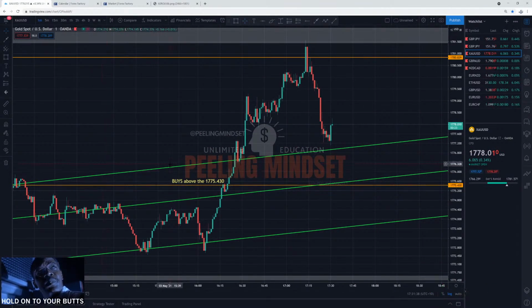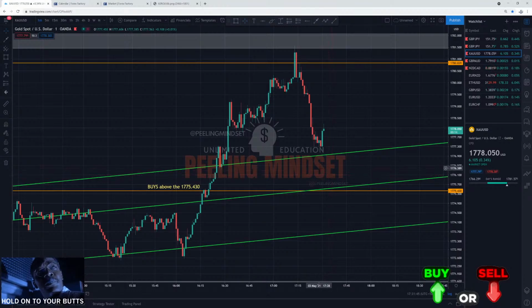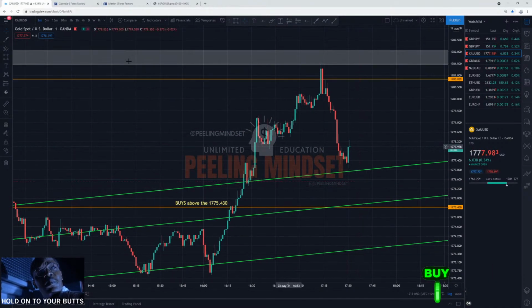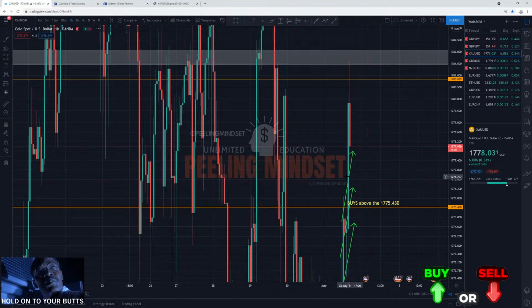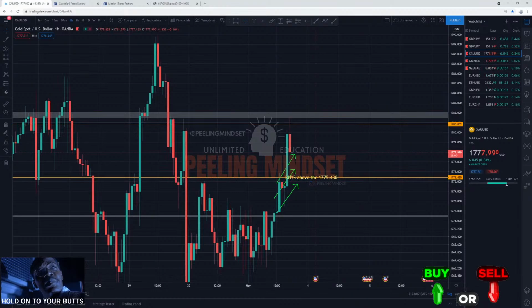It's very interesting. I love seeing price in its action, right? It's amazing how we could read the market. We called out the buy trade above 1775. We read the market, so it's amazing how it's actually correcting right now. And let's see how this hourly is going to close.